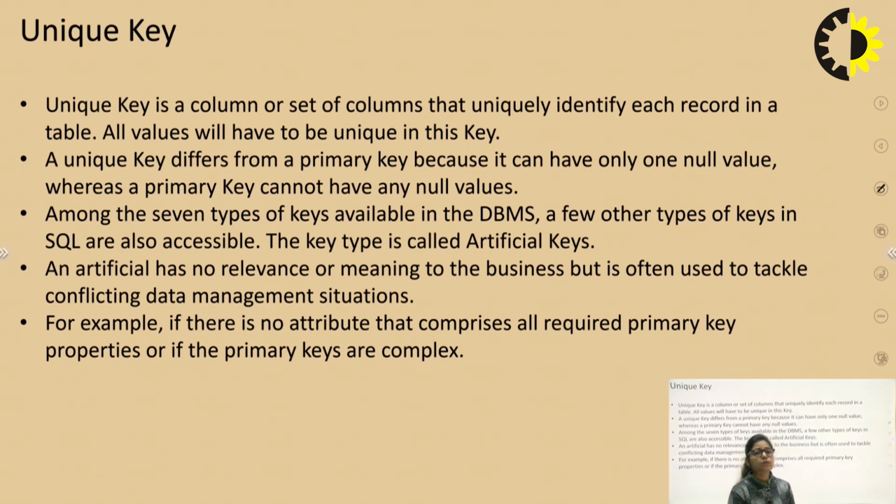Among the 7 types of key available in the DBMS, database management system, a few other types of keys in SQL are also accessible. These keys are called artificial key. An artificial key has no relevance or meaning to the business, but is often used to tackle conflicting data management situations. For example, if there is no attribute that comprises all required primary key properties, or if the primary key is complex.